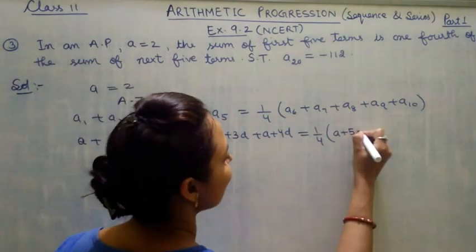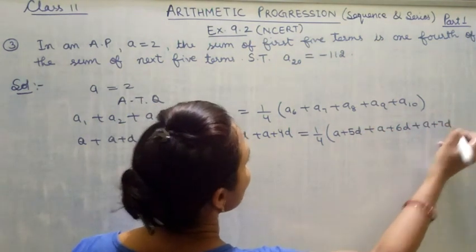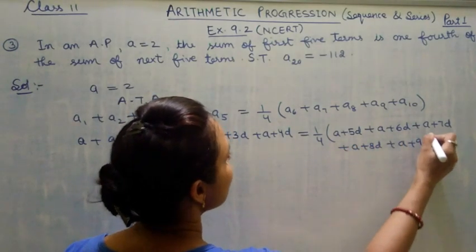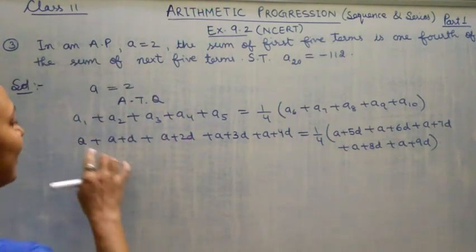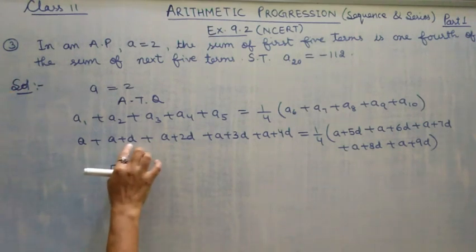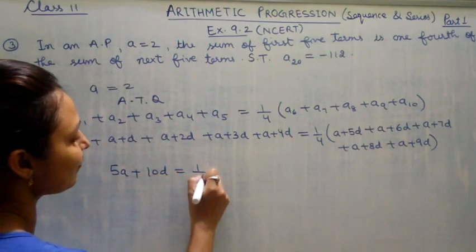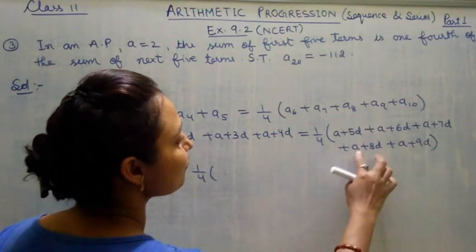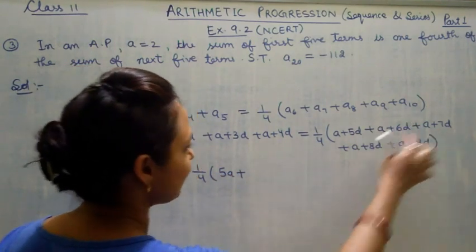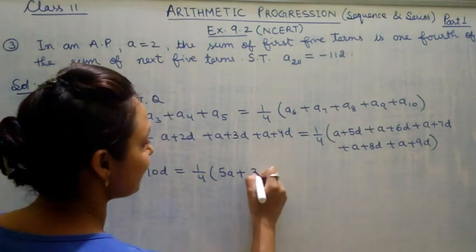a6 is a plus 5d plus a plus 6d plus a plus 7d plus a plus 8d and the last one is a plus 9d. Okay, so next we have to add 1, 2, 3, 4, 5. This is 5a plus 1, 2, 3, 4, that is 10d, is equal to 1/4 of 5a plus these: 5 or 6, 11, or 7, 18, or 8, 26, and 9, that is 35d.